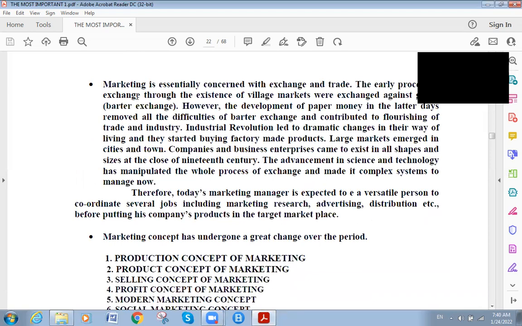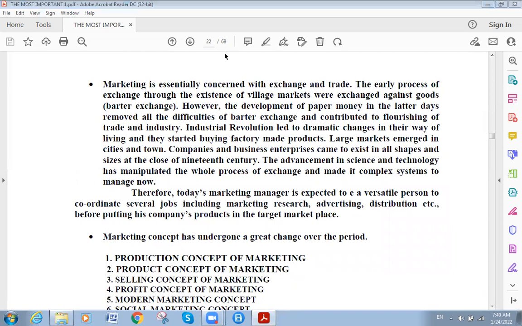Second part, we talk about the essentials of the market, why markets are very essential. So we said here, markets are essential. Why? The reason the market is essential is that it is essentially concerned with exchange and trade. Of course, we said marketing is an exchange of needs and wants through trade or through exchange. So you're trying to satisfy needs and wants in marketing through an exchange.